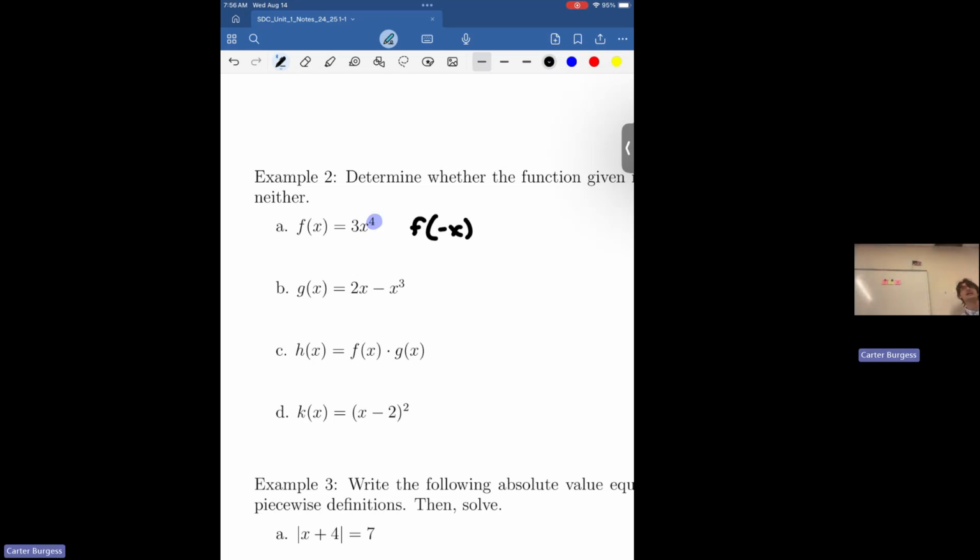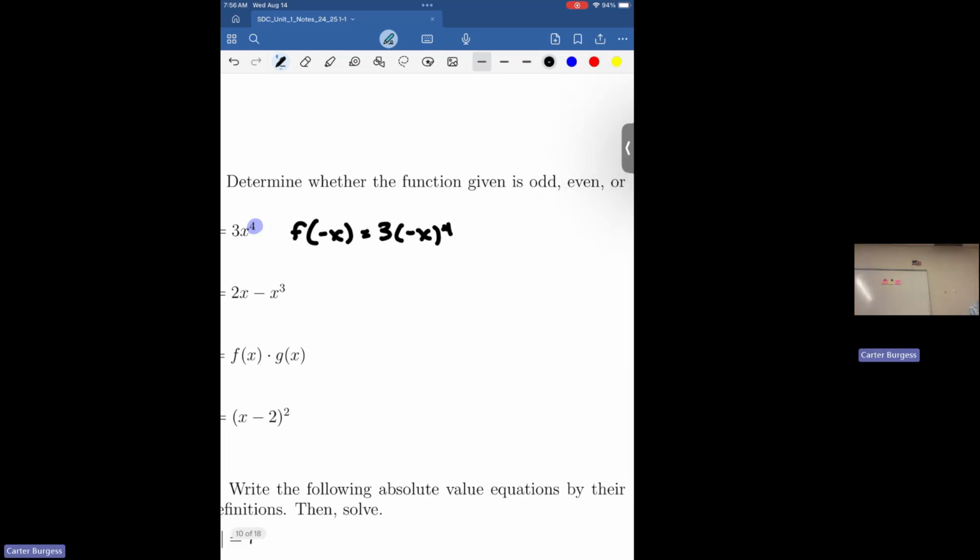And as long as we're precise with our parentheses, we should be okay here. F of negative x, 3 times negative x to the 4th. What is negative x raised to the power of 4? What's going to happen to my negative here? It's going to become positive, right? A negative times a negative is a positive. A negative times a negative is a positive. 2 positives multiplied together would be a positive. And so this is going to be 3 times x to the 4th.